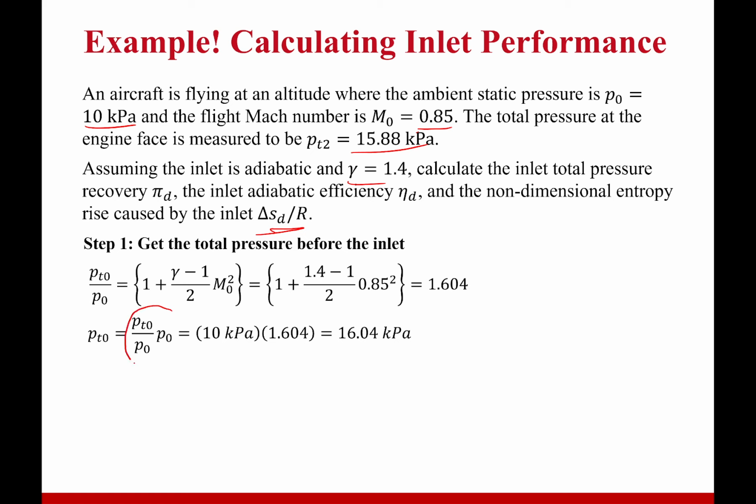Get really used to using the chain rule to solve for things. It will make it easier because we're going to have lots of ratios as you go through this course. So we have a ratio of 1.604 times the 10 kilopascals, and so my total pressure before the inlet is 16.04. As we can see up here, afterwards it's 15.88. So we have lost some.